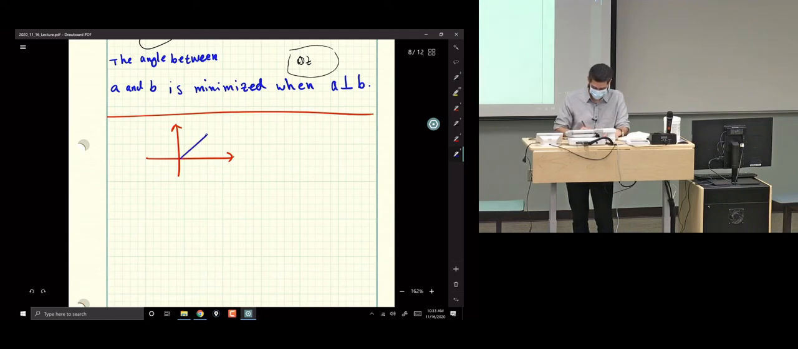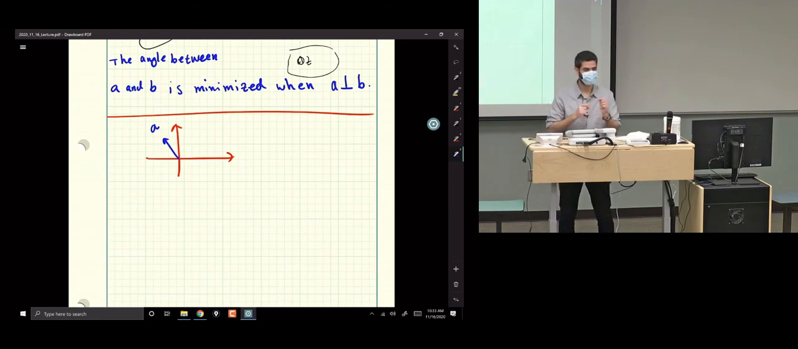Let's get a vector like A. We draw our vectors from the origin for now.